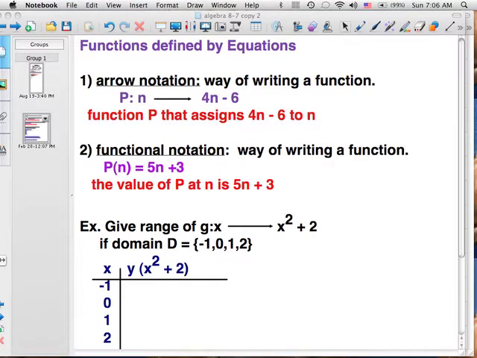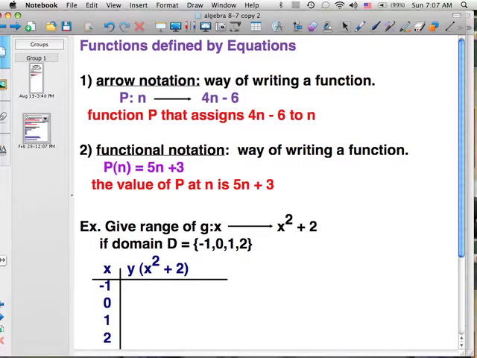We're going to be working with functions defined by equations. There are two ways to write a function involved with an equation. One is arrow notation, where we take the function p and pair n with the phrase 4n minus 6. So that means that whatever the value is for n, we plug it in, times it by 4, subtract 6.